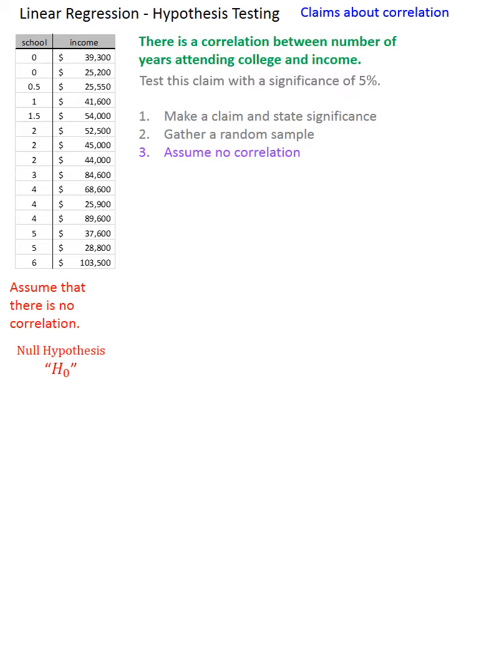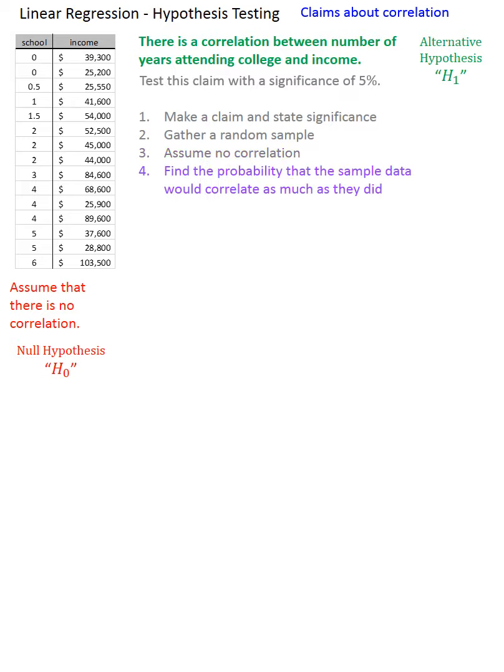This assumption that there is no correlation is called the null hypothesis, and the claim that we're making is the alternative hypothesis, which we will adopt if there's evidence to overturn the null hypothesis. We'll see how all that plays out.